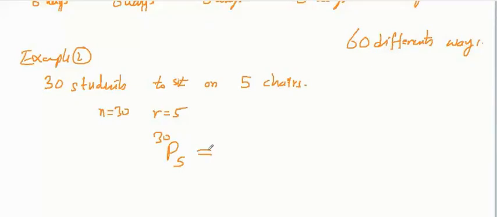So you are getting a very big number: 17,100,720. It will be easier if we speak digit-wise, 17,100,720. More than 17 million possibilities are there. Just 30 students are making these possibilities.